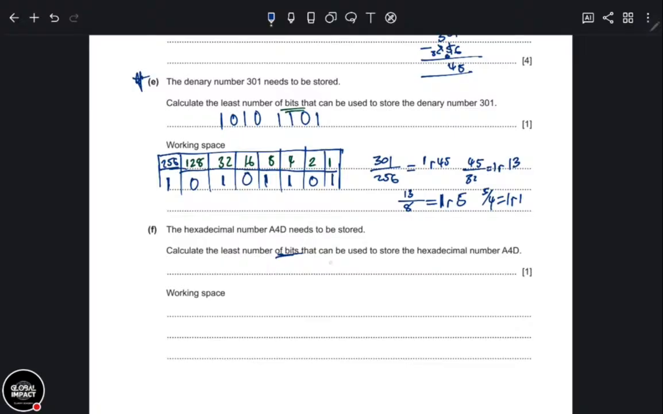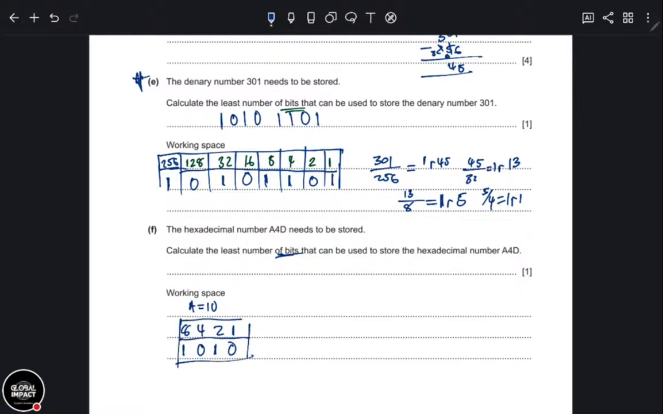Now let's see A4D. Let's put A and 4 and a D. So we have an A. We are going to binary. We have a 4. We have a D. So what is A? We know that A is 10. So you put your 8, 4, 2, 1, and you should get 10. You put 1 on 8 and 1 on 2. Then these other ones are 0. You have a 10 now.